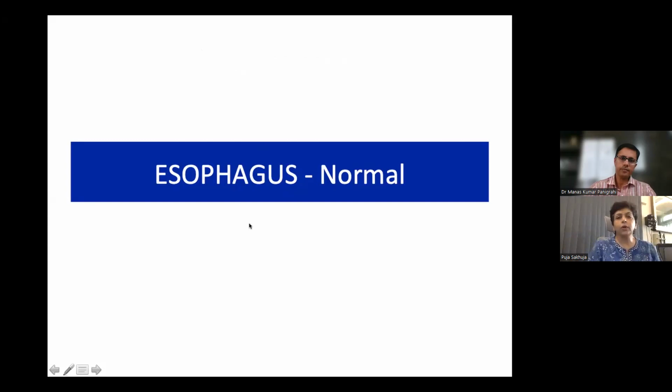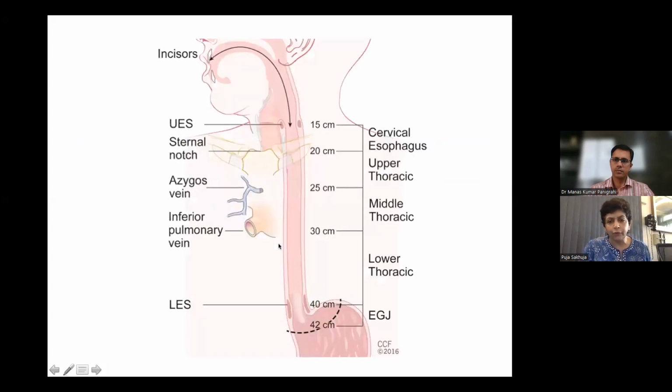So let's first look at the normal morphology of the esophagus. What I'm going to try and do is take you through the normal morphology of esophagus and stomach first, and then we'll talk about the non-neoplastic and neoplastic disorders of both conditions. So the normal morphology of the esophagus, as all of you are familiar with, is it is in the thoracic compartment of the body with a length of up to 36 to 40 centimeters approximately from the incisors.